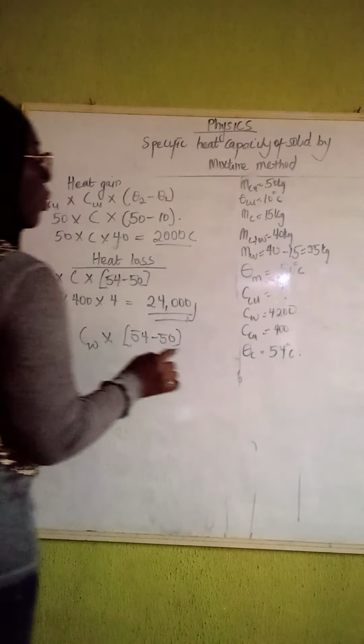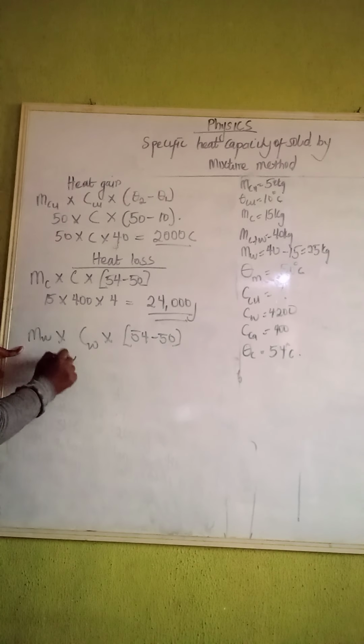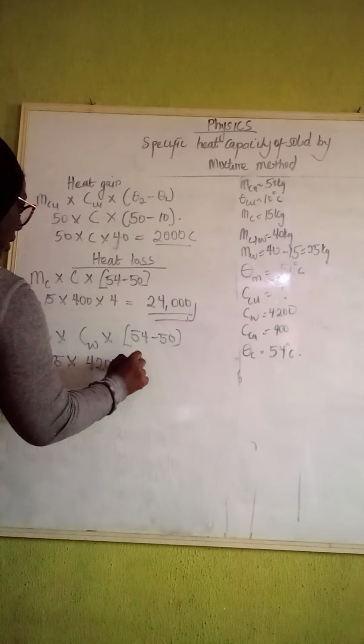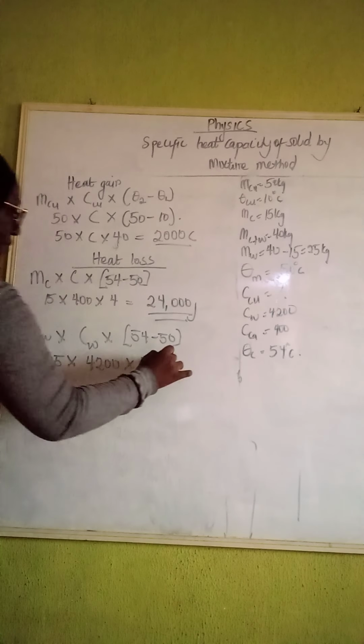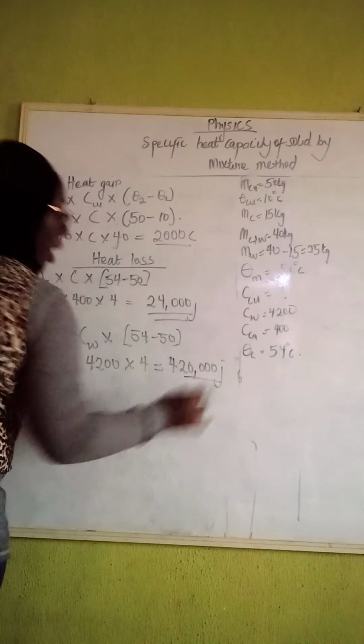So what is the mass of our water? 25. 25 times, what is our specific heat capacity? 4,200 times 4. So we have 25 times 4,200 times 4. We have 420,000. So here we have 420,000 joules.